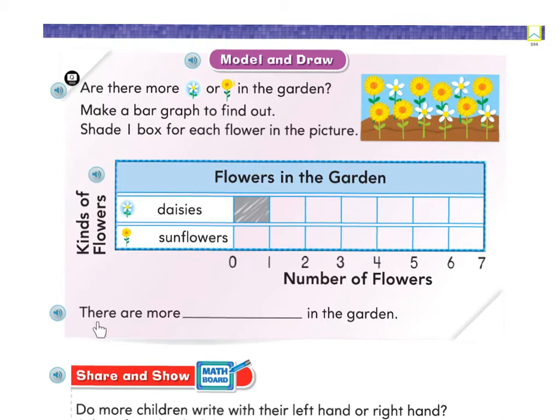And then you also need to answer this question. It says there are more blank in the garden. Which flower are there more of, daisies or sunflowers? So fill in the blank with the correct answer.